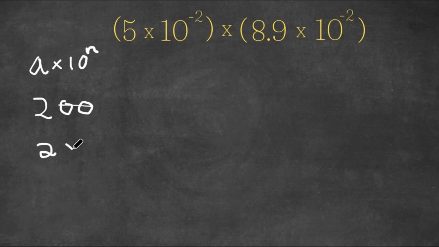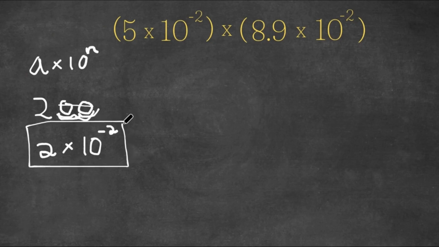And now we multiply this with 10 to the power of, well, because we canceled these two zeros out, we went 2 spaces to the left, right? Well, that's going to be negative 2 because we went 2 spaces to the left. If this was just 2 and we were converting it to 200, we'd go 2 spaces to the right and that would be positive 2. But because we went 2 spaces to the left, it's going to be 10 to the power of negative 2. So this is 200 in scientific notation form.